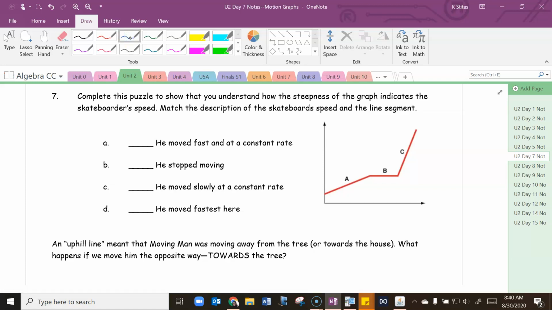And here are your answers. He moved at a fast and constant rate. Again, fast, you're looking for steep, so that's going to be C. He stopped moving. This is what we just talked about. Horizontal line, that's going to be B. He moved slowly at a constant rate. Well, slowly would be a less steep line or a flat line. That would be A. And then he moved fastest here. Again, that's referring to steep, so you should have a C again.